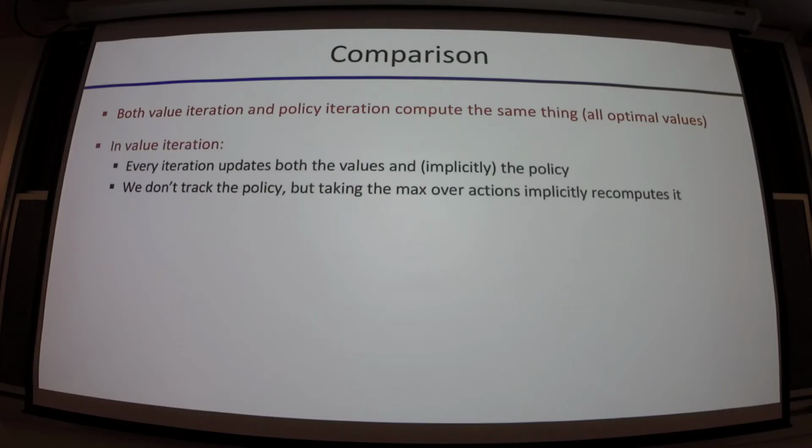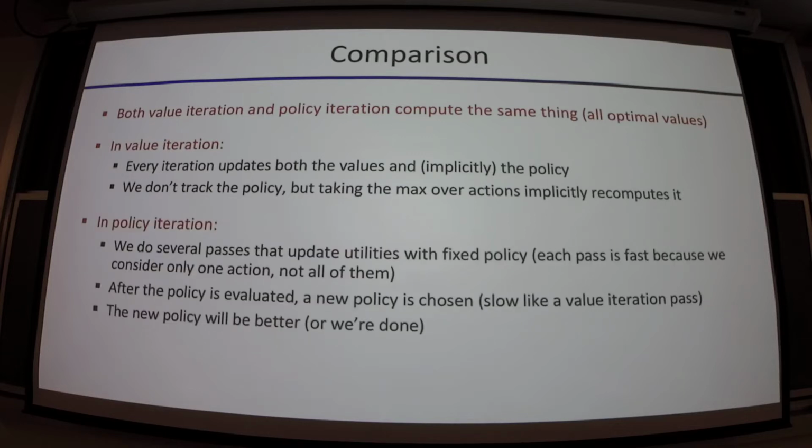In value iteration, every iteration updates both the values and implicitly the policy as well. You don't really track the policy, but you can take the max over the actions at any step in order to extract the policy from the V stars, right? In policy iteration, we do several passes, updating the utilities with a fixed policy. Each pass is faster than a value iteration one because we're considering only one action, not all of them. And then after the policy is evaluated, we choose a new policy based on this one-step look ahead and evaluate that.